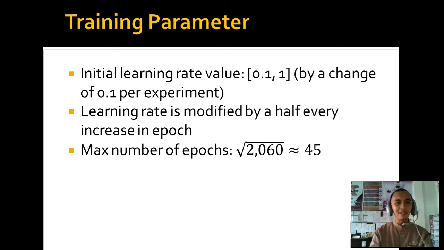Maximum number of epochs is I'll simply take the square root of 2060, which is the number of lemmas all, which is approximately equal to 45, 45 epochs.